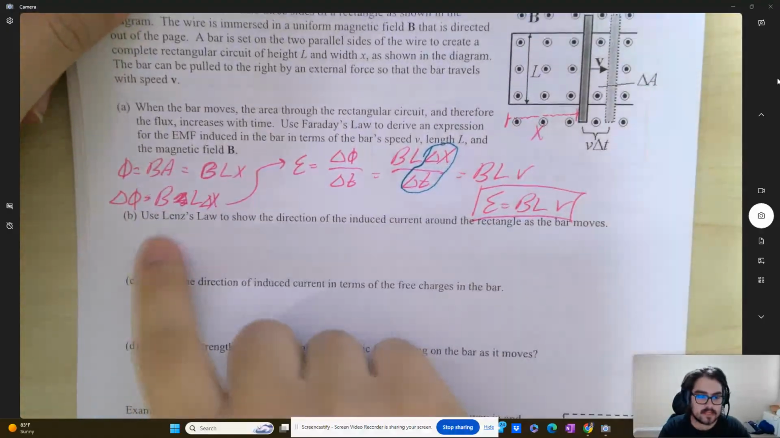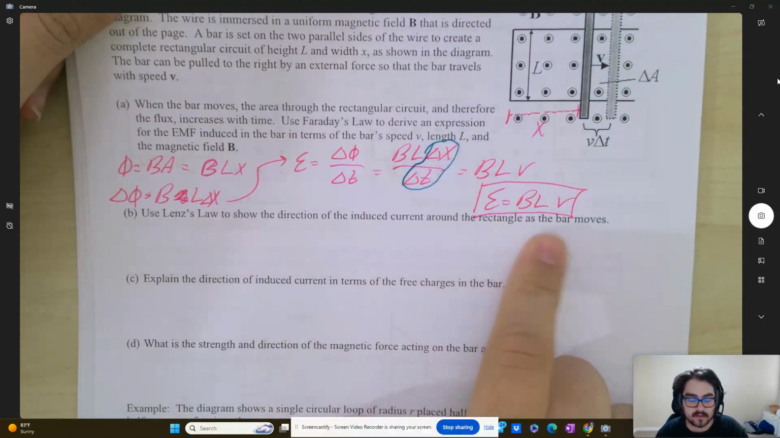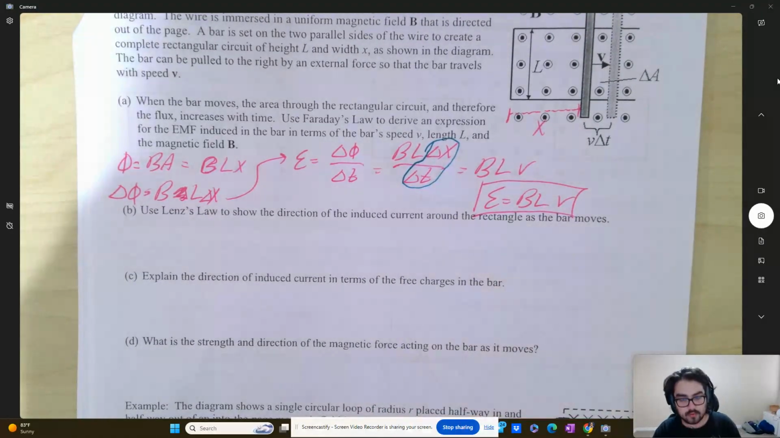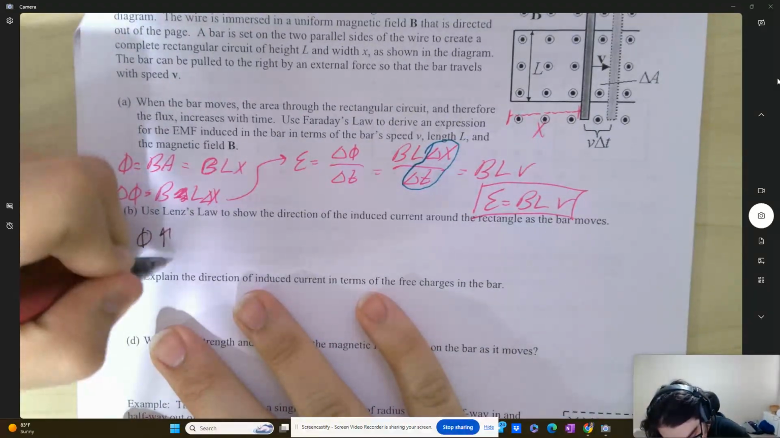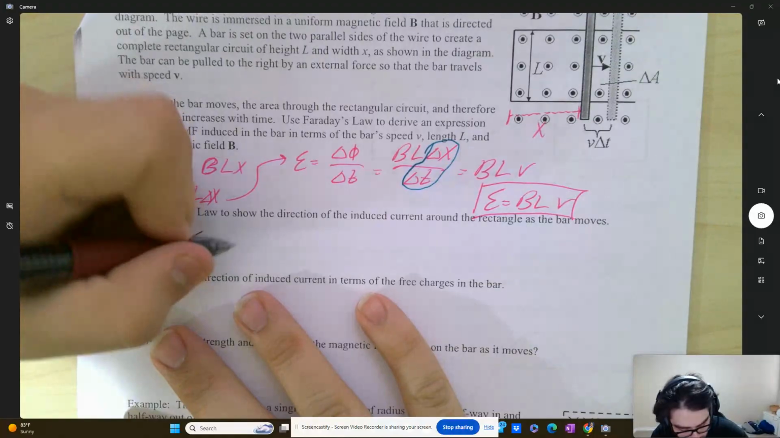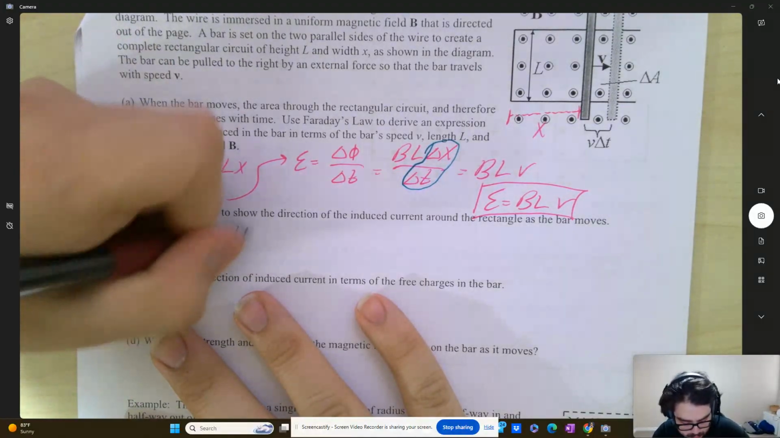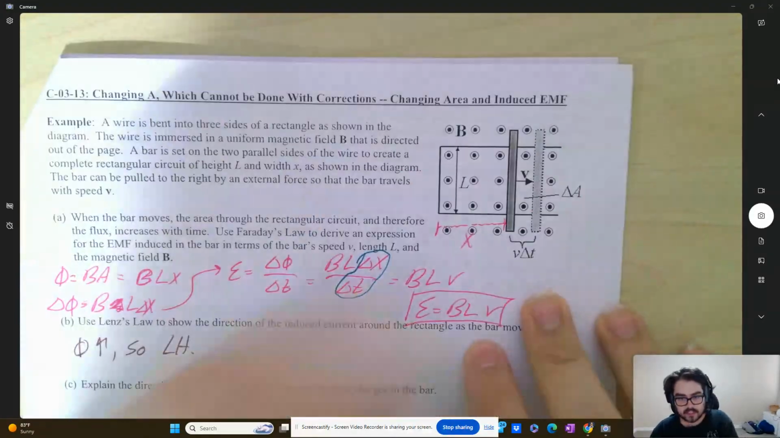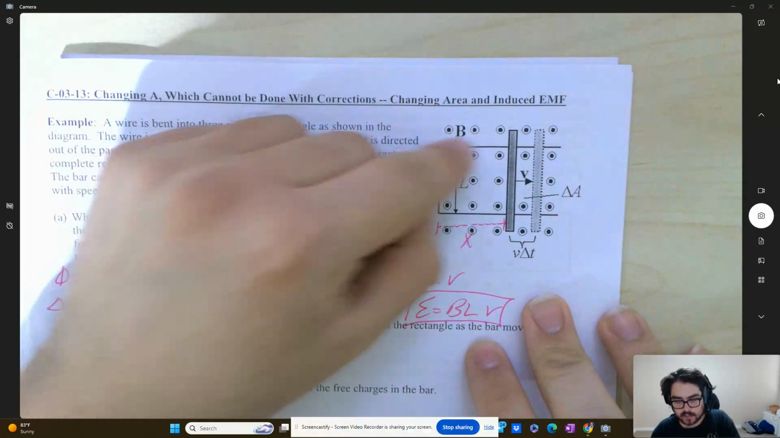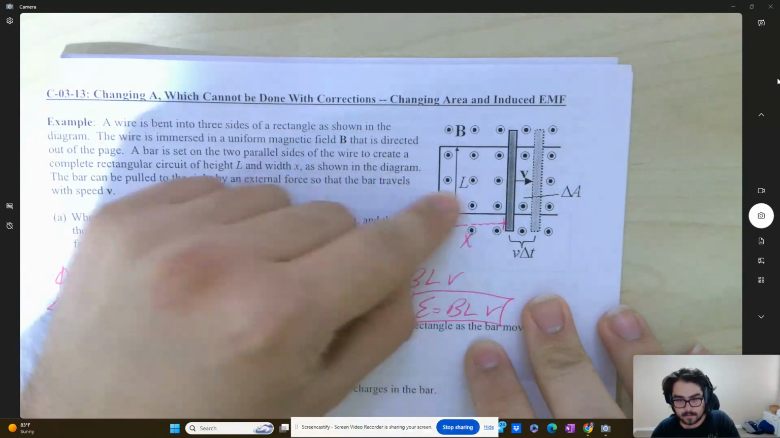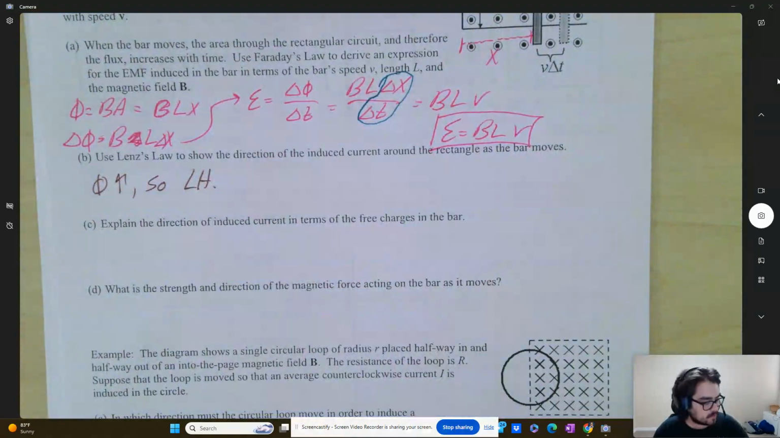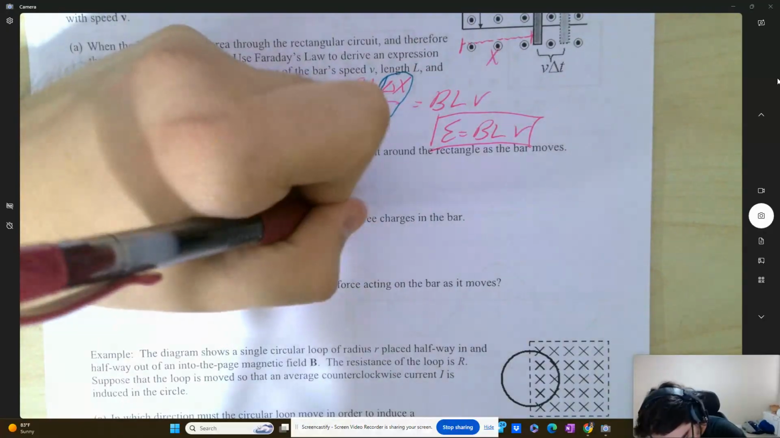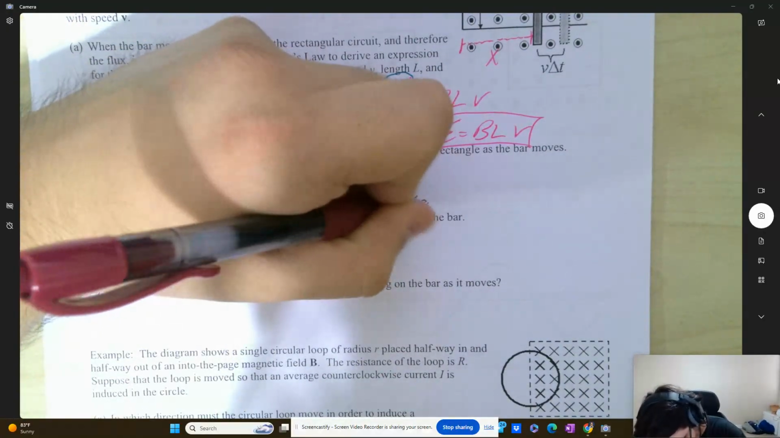Okay. Use Lenz's law to show the direction of the induced current around the rectangle as the bar moves. Well, as the bar moves, what's happening to your flux? It's increasing, right? So we would need to use our left hand. B field is going out of the page, and you should see that the current is going around this way. So it would go clockwise.